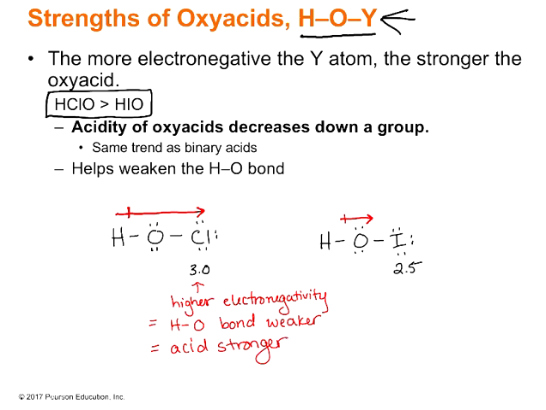Now chlorine does come before iodine if we're going down a column. So the acidity of oxyacids decreases down a group. So this is the same trend as binary acids.